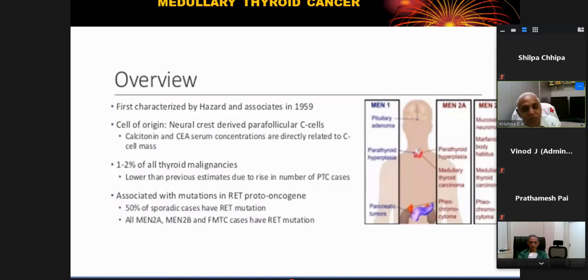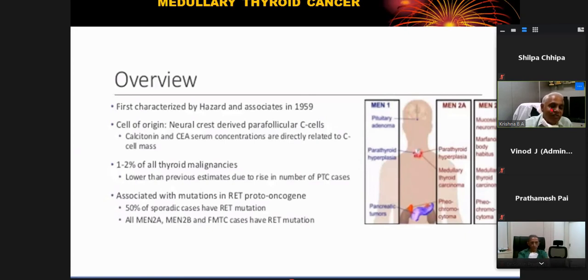Now moving on to medullary thyroid cancer. It was first characterized by Hazard and Associates in 1959. Neural crest-derived parafollicular C cells is the origin of this cancer. Calcitonin and CEA concentrations are directly related to the C cell mass and hence classic markers. 1 to 2% of all thyroid malignancies is the medullary CA thyroid, lower than previous estimates due to rise in number of papillary thyroid cancers.